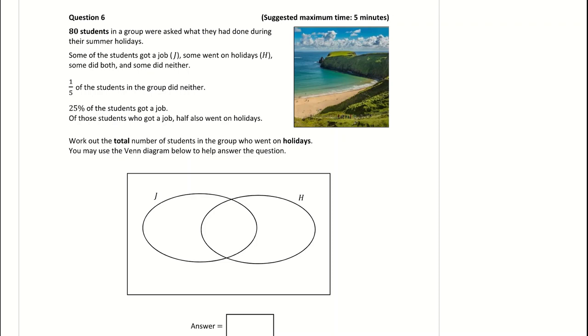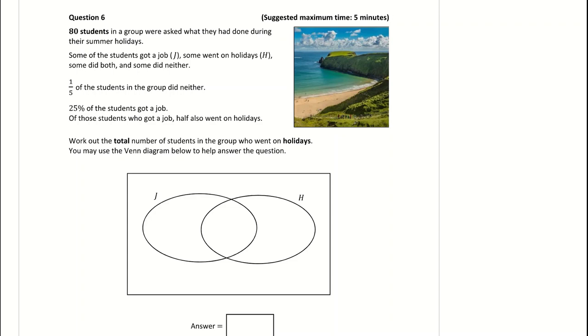Question 6 is a sets question. 80 students in a group were asked what they had done during their summer holidays. Some of the students got a job, some went on holidays, some did both, some did neither. 1/5 of the students in the group did neither. 25% got a job. Of those students who got a job, half also went on holidays. Work out the total number of students in the group who went on holidays.